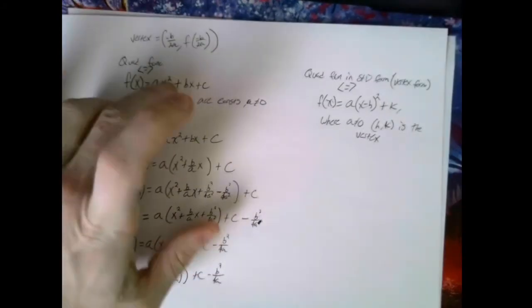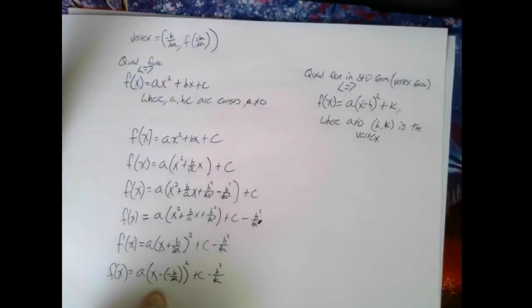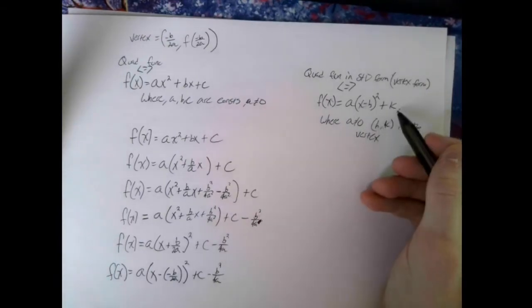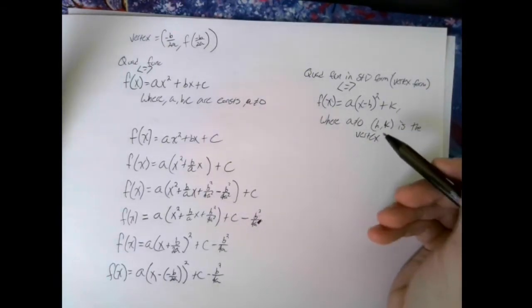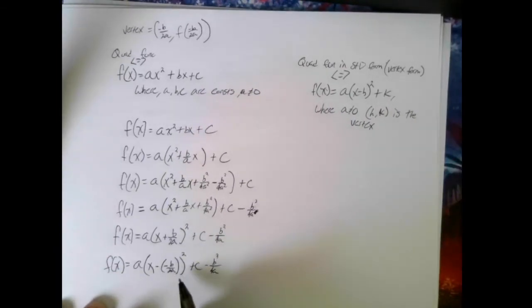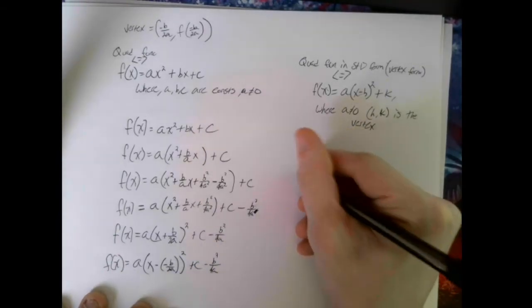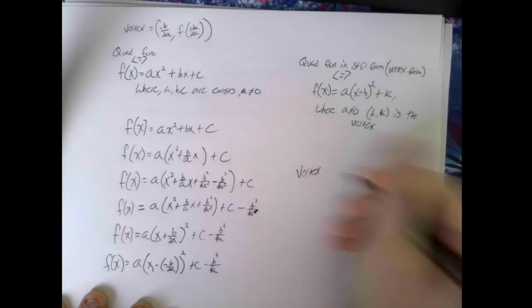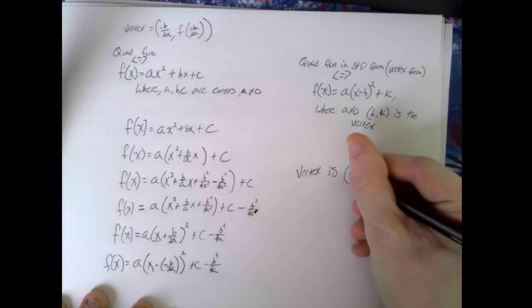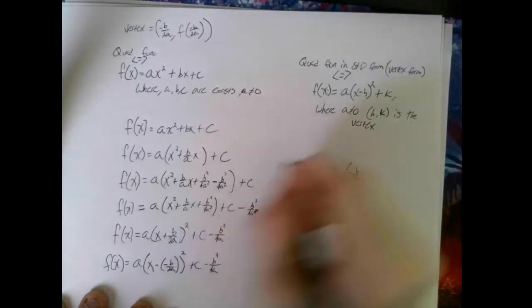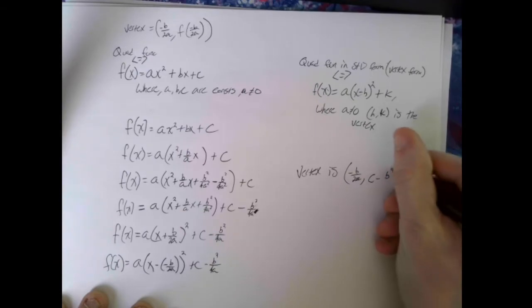So now that we have this in vertex form, we know that h comma k is the vertex if we reference our definition here. So let's look down here. What do we have for h, which is the x value of our vertex? Well, we have negative b over 2a. So we'll say our vertex is negative b over 2a. And what do we have for our k value? We have c minus b squared over 4a.